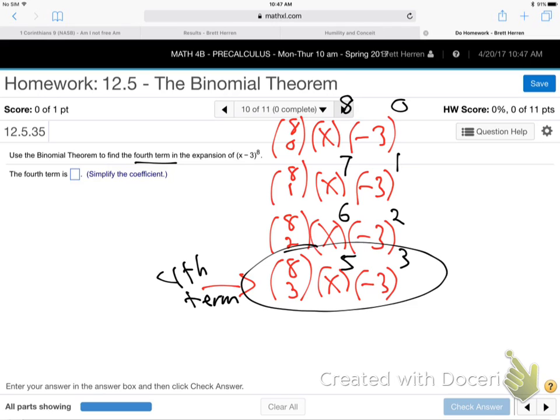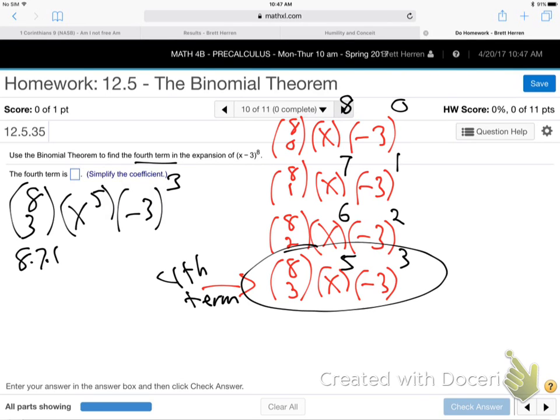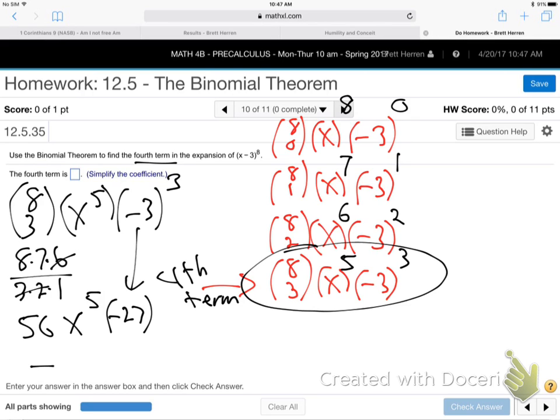And so that is 8 choose 3, x to the fifth, minus 3 to the third. So 8 choose 3, start at 8, do 3 numbers over 3 all the way down to 1. Well, 3 times 2 is 6, cancels that, that's 56. You can use a calculator also. x to the fifth, minus 27, right? Minus 3 times minus 3 times minus 3. So it is going to be negative something big, 1,000 something. 1512? Negative 1512, x to the fifth.